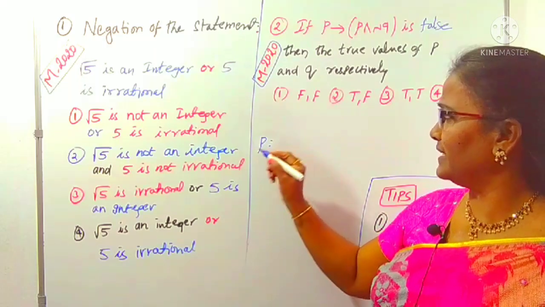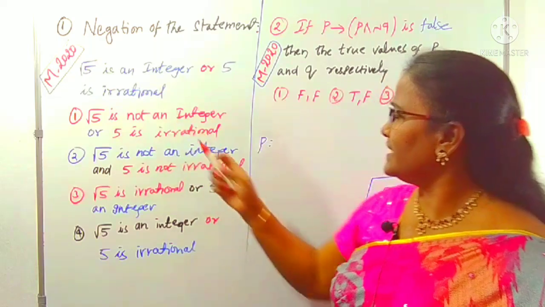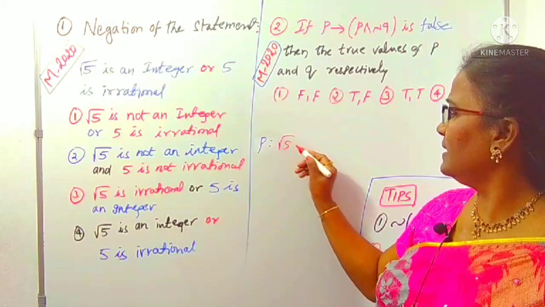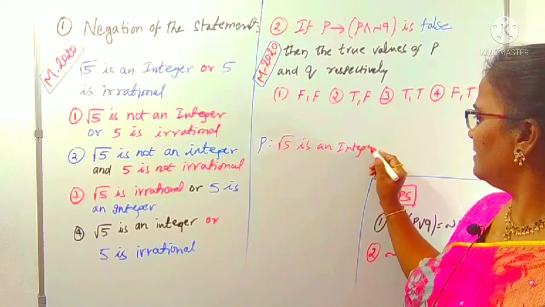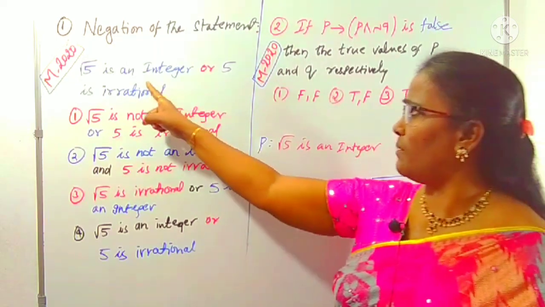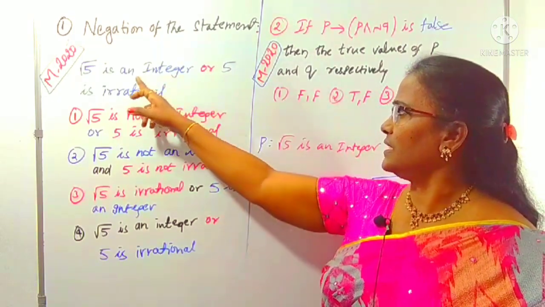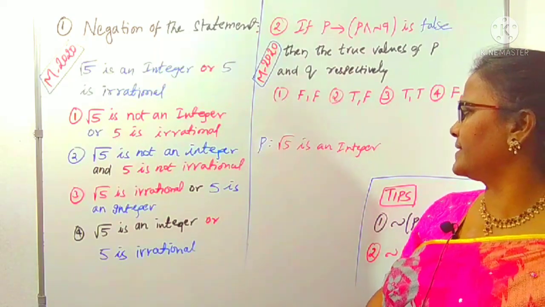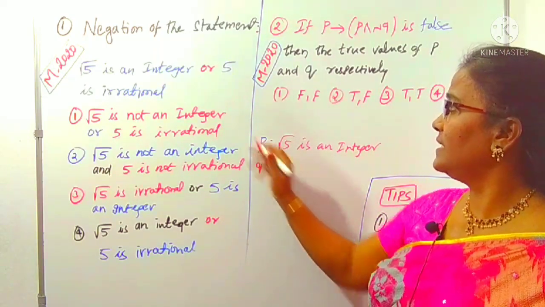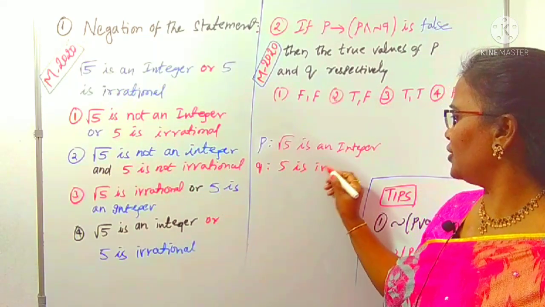First P, I am taking the first statement as P. What is that? Root 5 is an integer. One of the statements, right? In this, compound statements mean the connection of two or more statements. There are two statements here. Root 5 is an integer, P statement. Now Q is another statement. What is it? 5 is irrational.